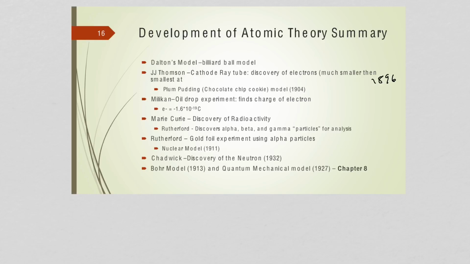Now, as we moved on from there, we had the Plum pudding model. Millikan comes along about 1909 and gives us the fundamental charge of an electron. So he completes Thomson's work in discovering the electron, whereas Thomson could come up with the mass-to-charge ratio of these tiny particles. Millikan was able to complete the idea with the fundamental charge and therefore the fundamental mass of the electron.